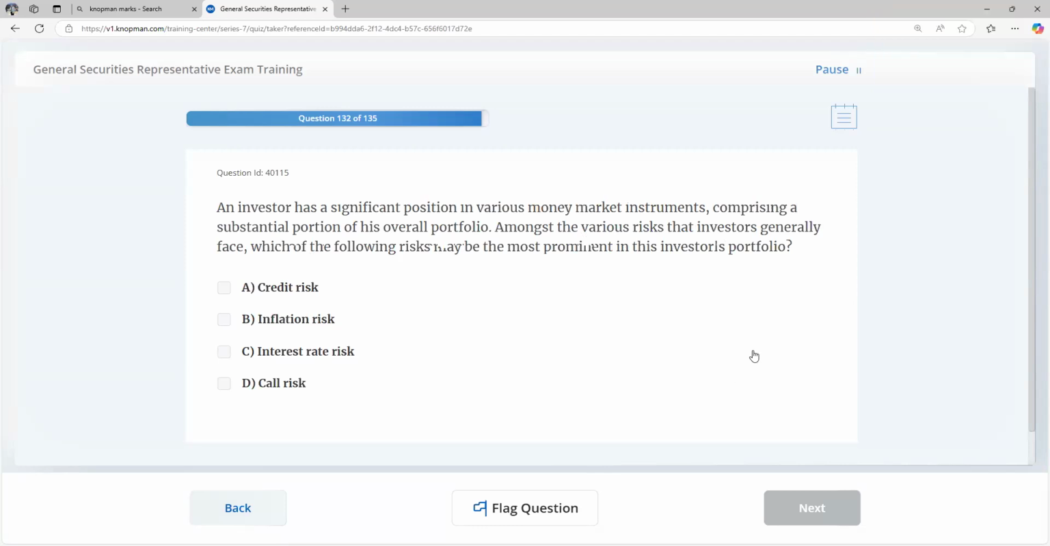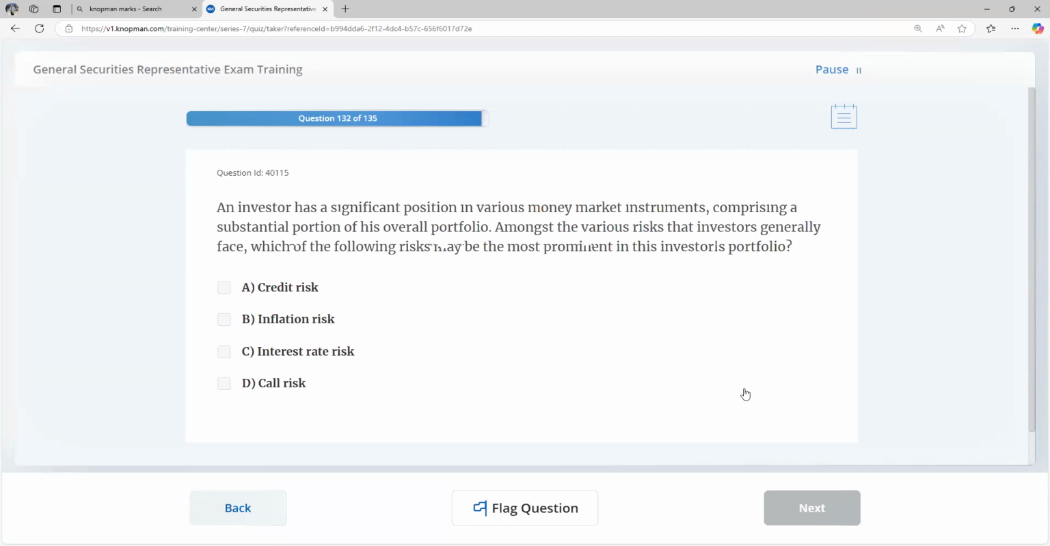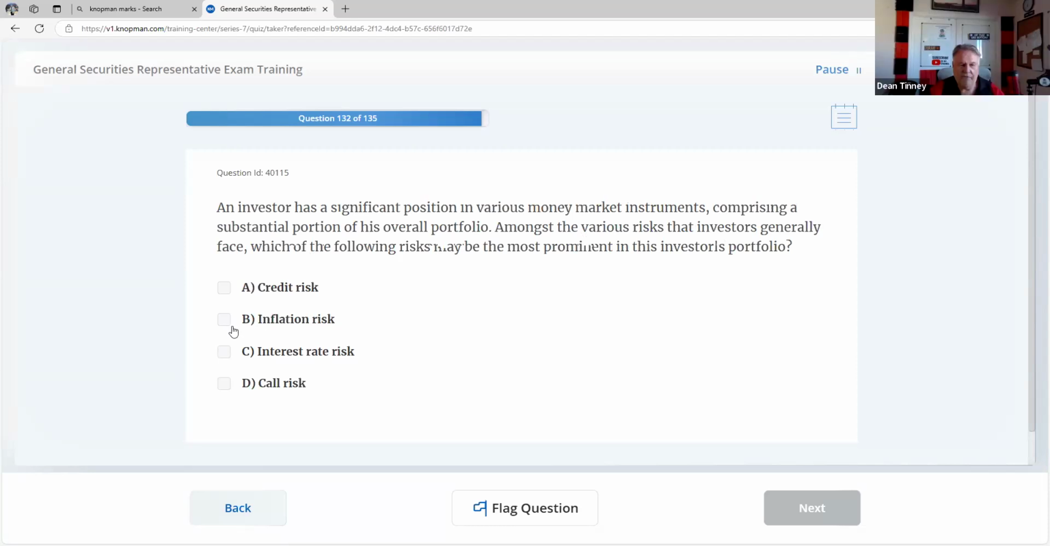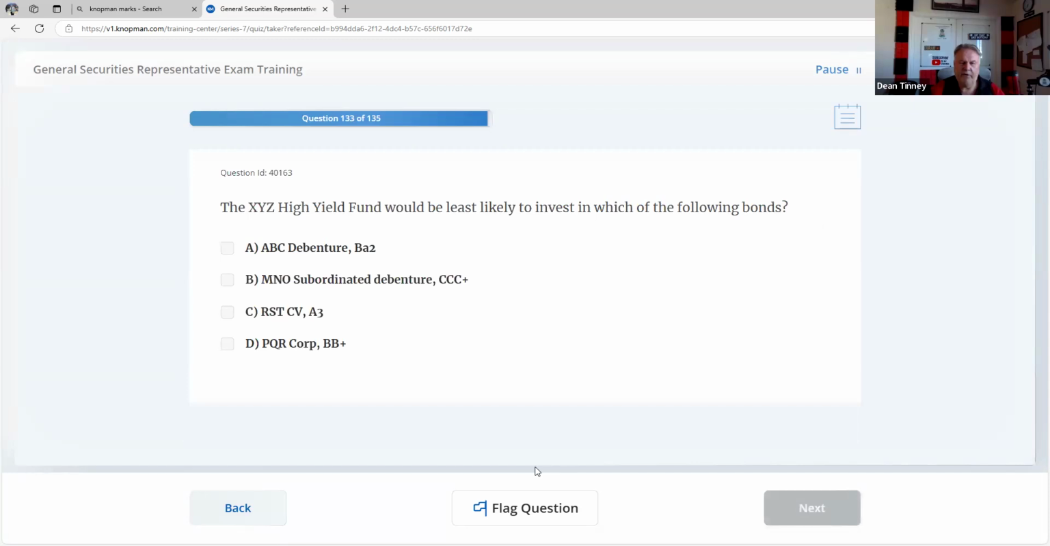Or inflation. I don't think it's call risk. There are no calls in these things. I also don't think it's credit risk. I think it's going to be inflationary risk. Tough question, but I kind of like it, because you're sitting on cash or cash equivalents, which don't do well in an inflationary environment. Yeah, it's inflation.